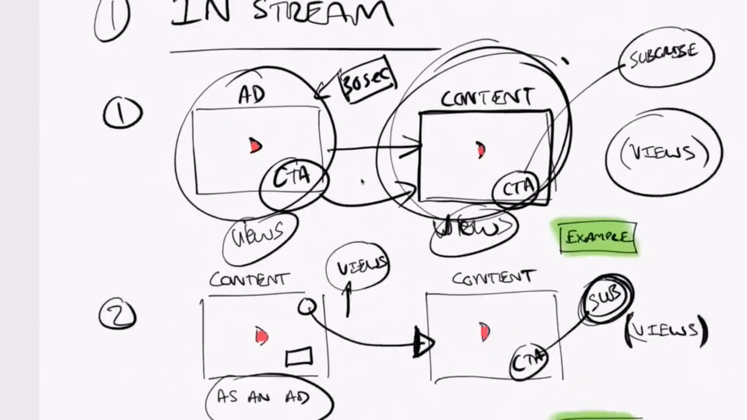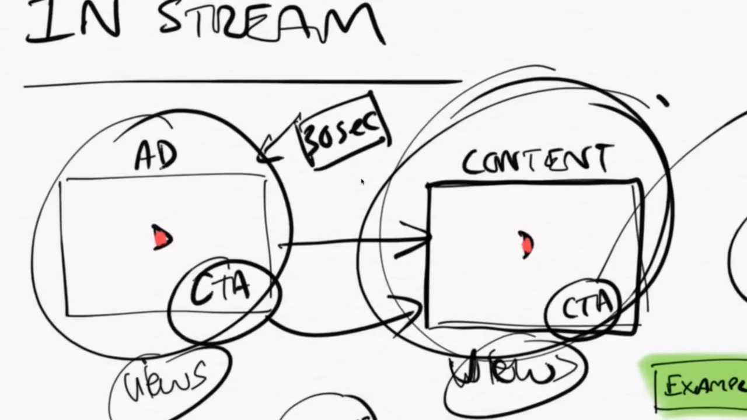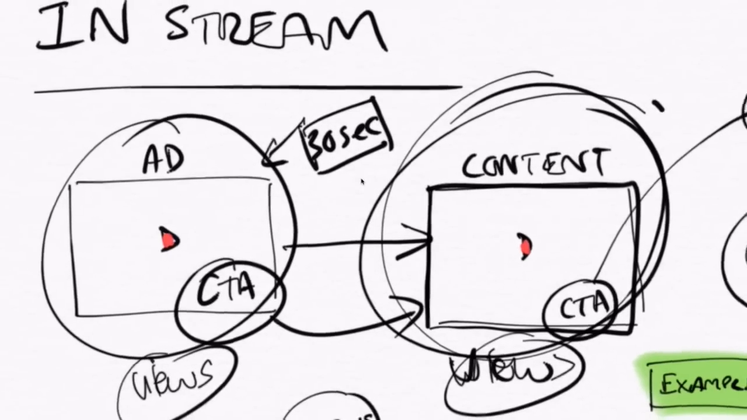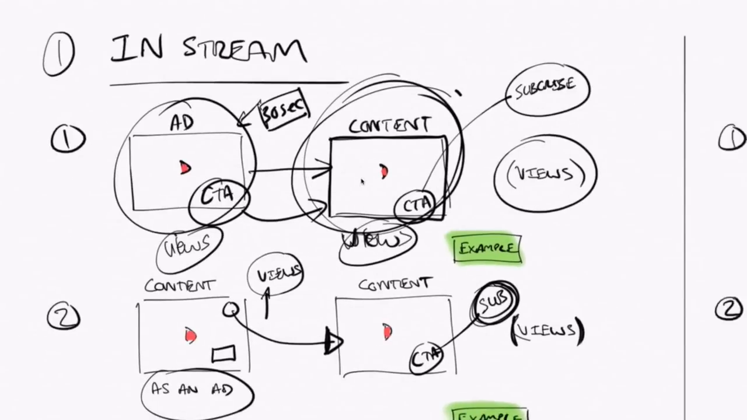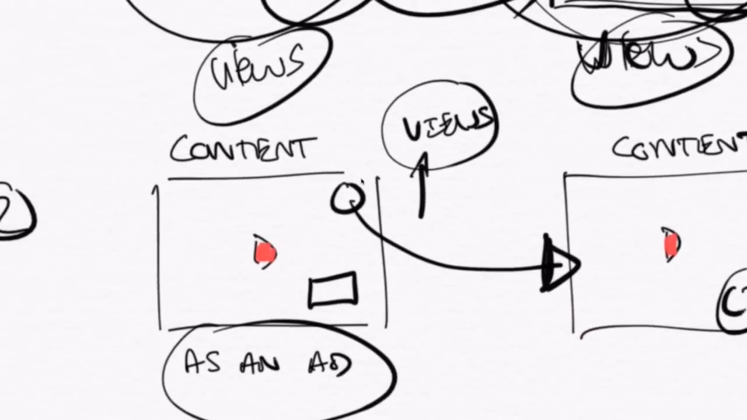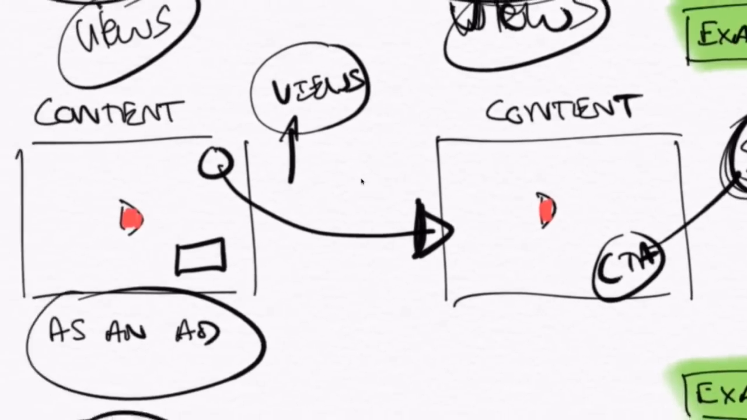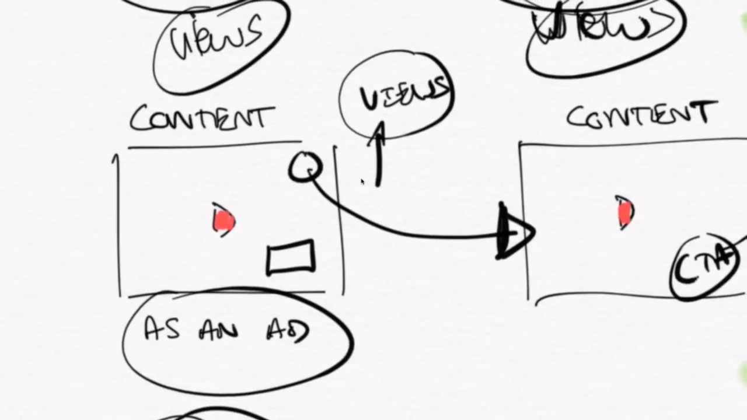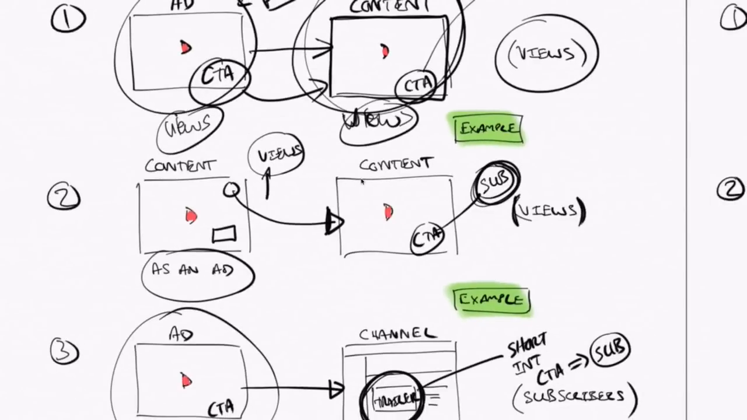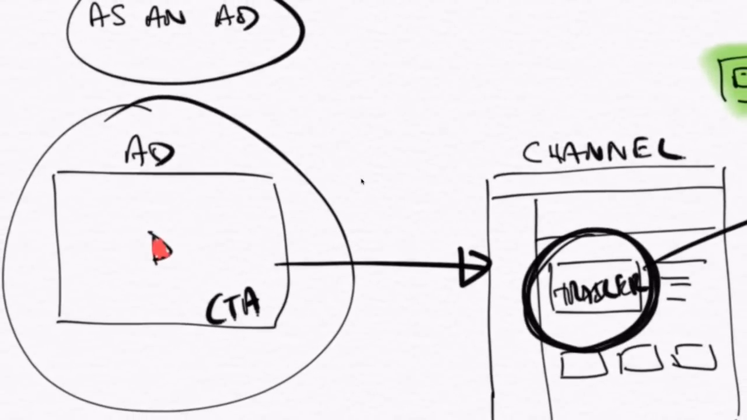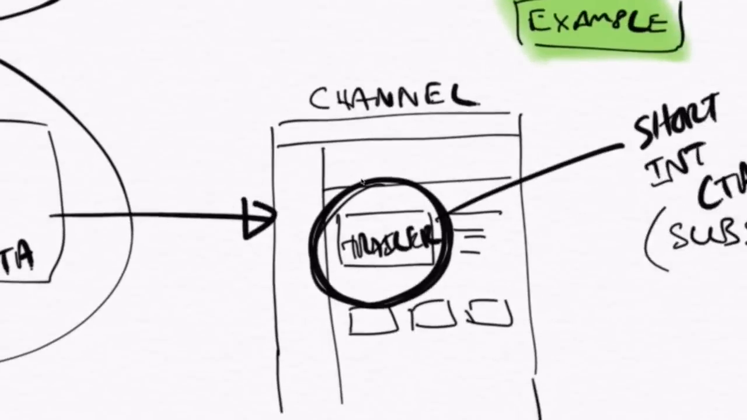Just once again, we've got the ad to content strategy. We create a separate ad and drive traffic to your video on YouTube. Then there's the content to content strategy, where you just use your actual content video as the ad, and you just drive a ton of traffic to that video. Boom. And then there's the final one, which is creating a separate ad and driving straight to your channel.